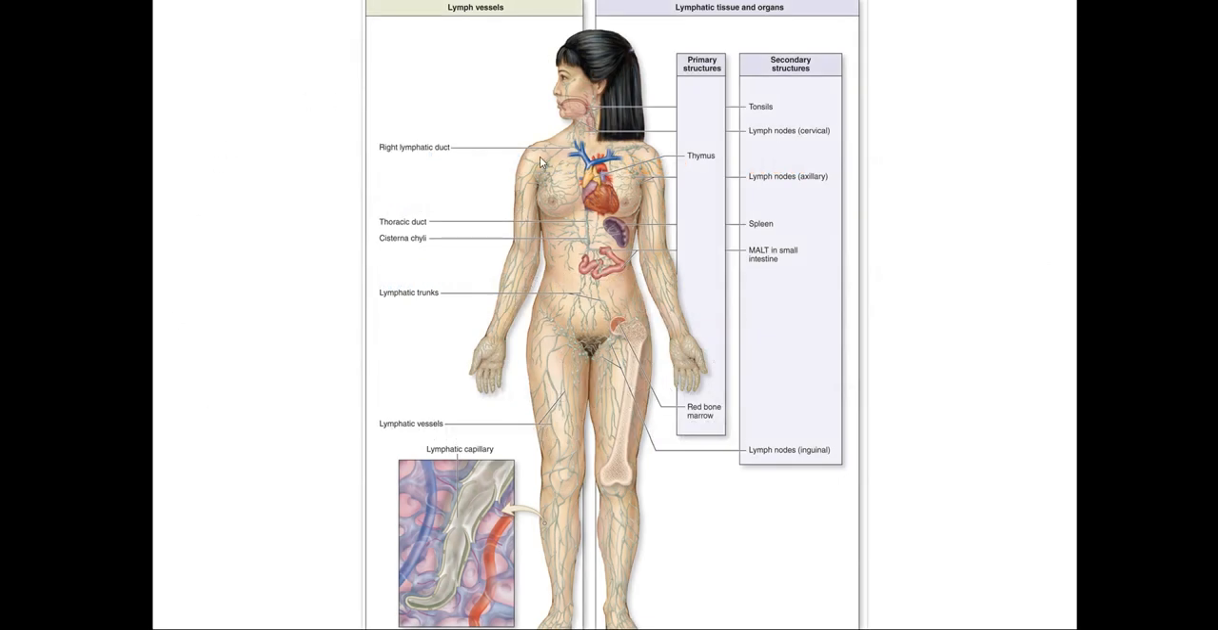This is the lymphatic vessel distribution of the lymphoid system. This is the lymphatic capillary, as in blood. The lymphatic vessels and lymphatic capillaries collect the interstitial fluid, or lymph, and return it to the blood circulation. These are the lymphatic vessels with lymphatic capillaries.